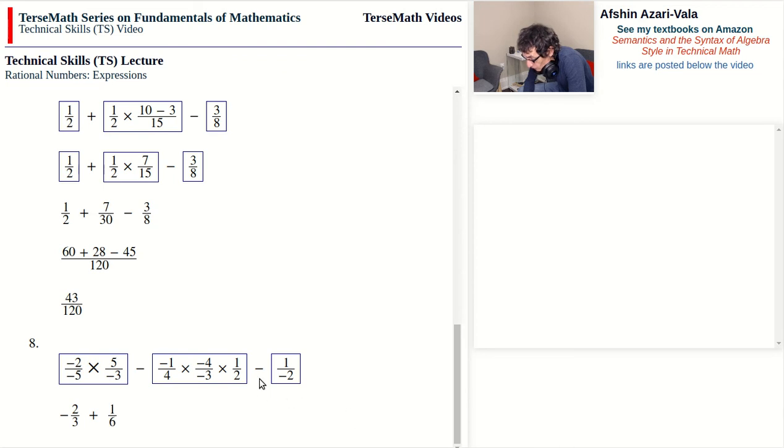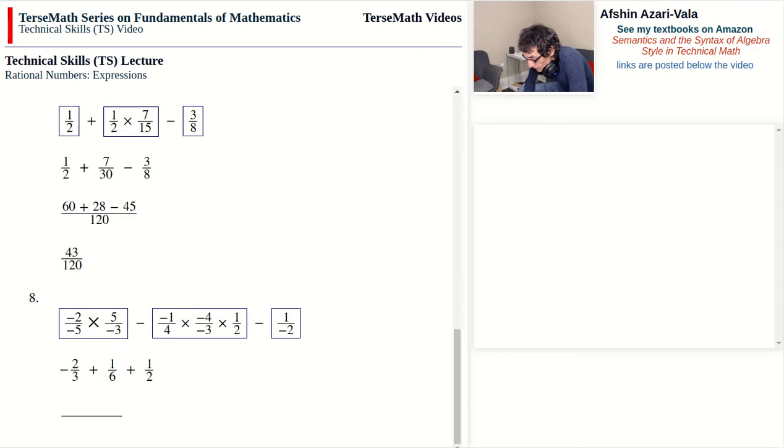Now here we have 2 negatives, that makes it a plus, and then 1/2. You see how so much complexity is gone in one step. Now this is chain addition subtraction, and the least common denominator is 6.